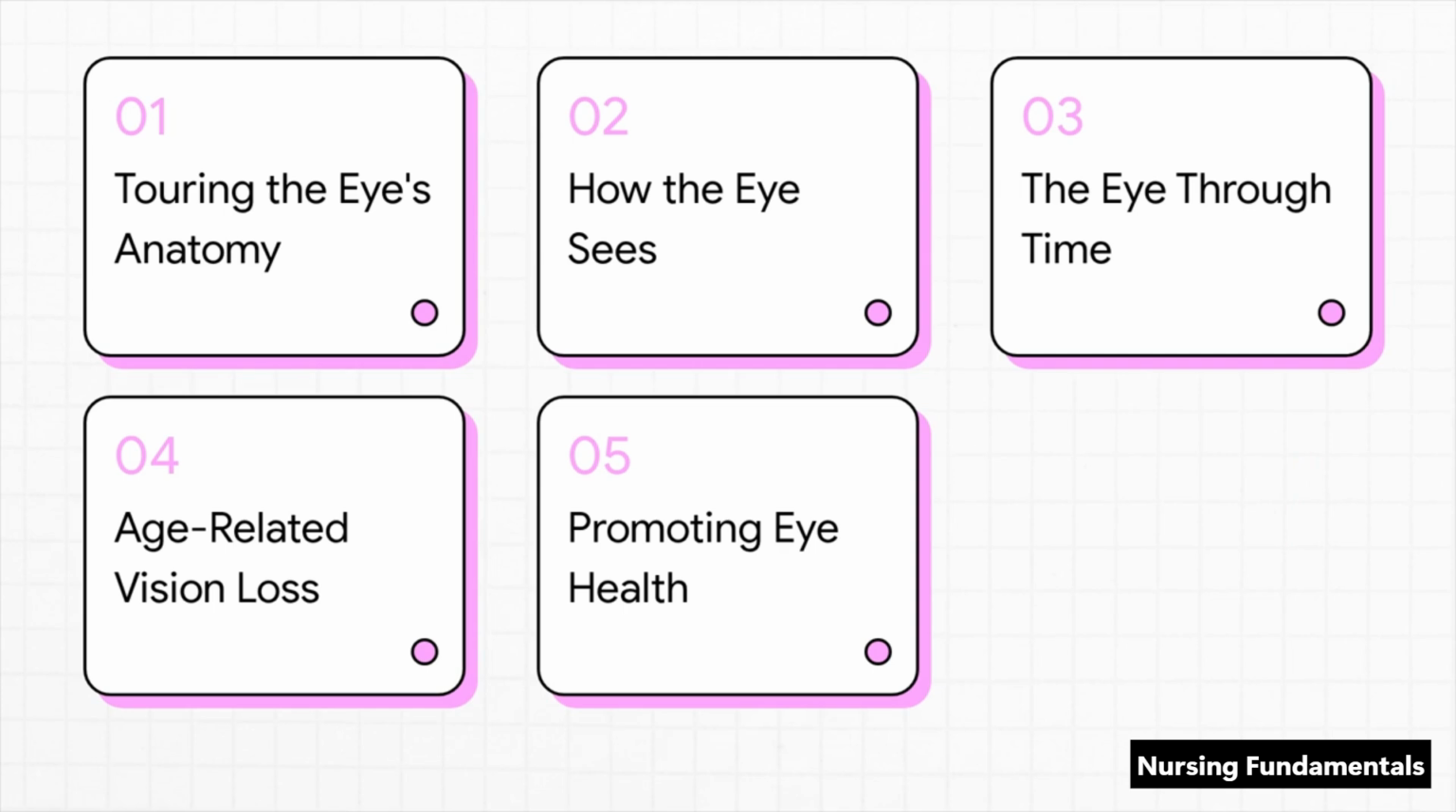Here's our game plan. We're going to start with the eye's anatomy, kind of like its blueprint. Then we'll see how it actually works, how it changes as we get older, and what happens when things go wrong with common diseases. We'll wrap it all up with how we can help people keep their vision sharp for life. You ready? Let's get into it.